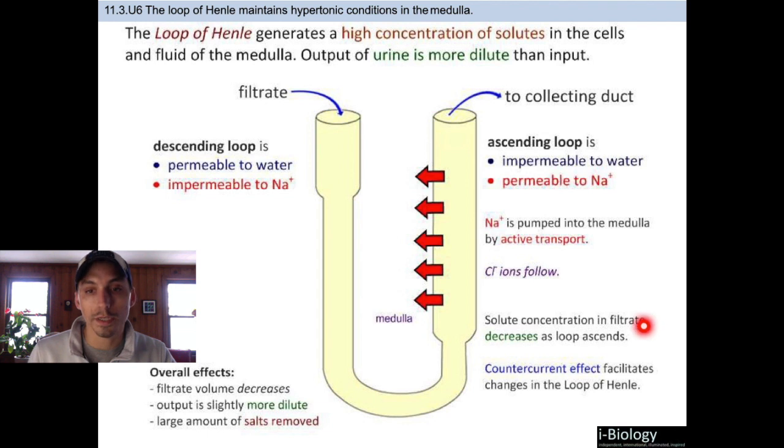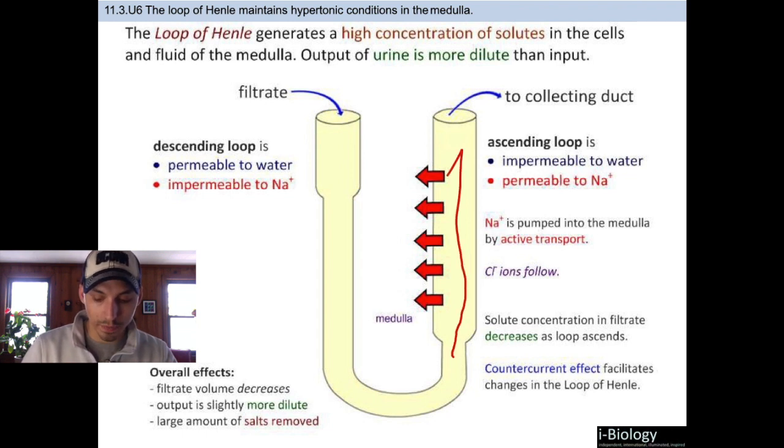The solute concentration in the filtrate decreases as the loop ascends. So what that means is as my fluid moves up my tube, I am constantly removing solutes. So that means the further I get up the tube, the more solutes have been removed, so the concentration is going to be decreased because I have removed more solutes. And I have a countercurrent effect here that is also facilitating the changes in the loop of Henle.